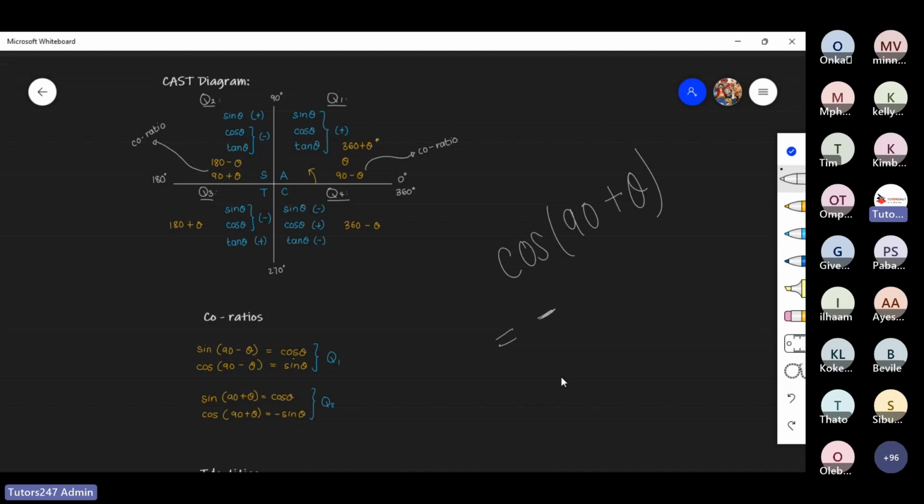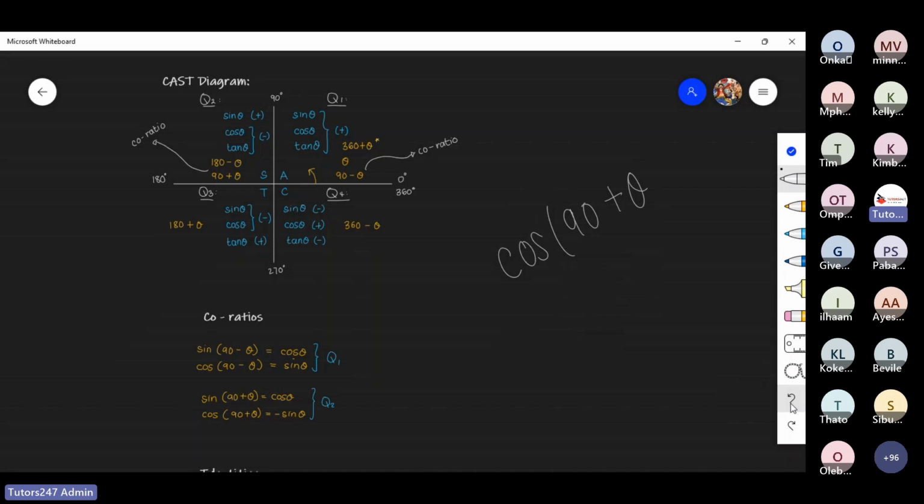So something important that you should take note of is that the original identity, the original question, dictates whether the answer is going to be positive or negative. So because cos is an identity that is originally negative within quadrant 2, our answer will be negative even though sine is something that is positive. So because we're dealing with a co-ratio, that cos is then going to become a sine, and we bring down theta. So that is how we deal with co-ratios.